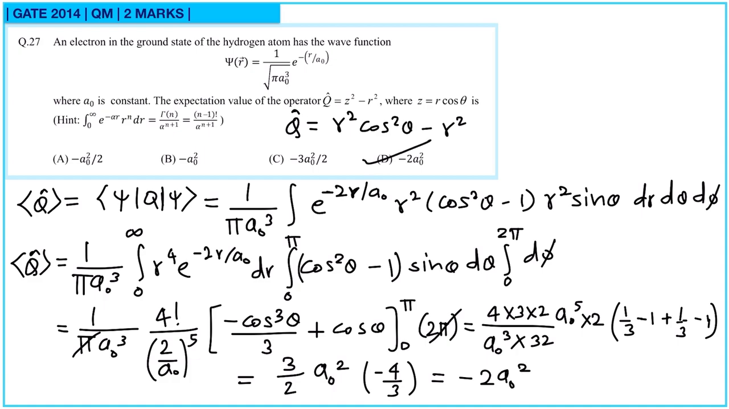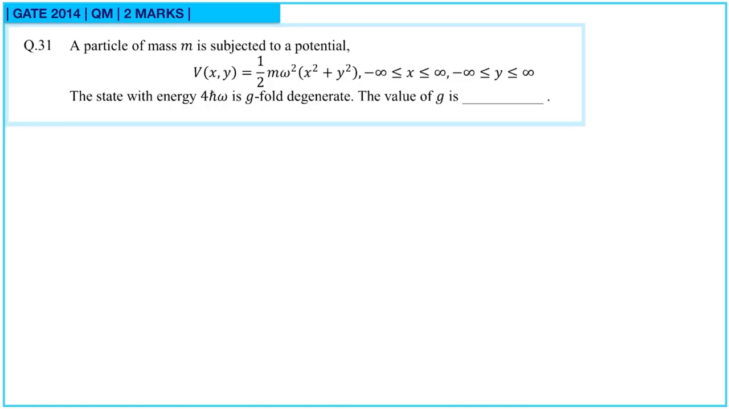So here option D is correct. Next question. A particle of mass m is subjected to a potential V of x is half m omega square into x square plus y square. The state with energy 4 h cut omega is g fold degenerate. The value of g is.